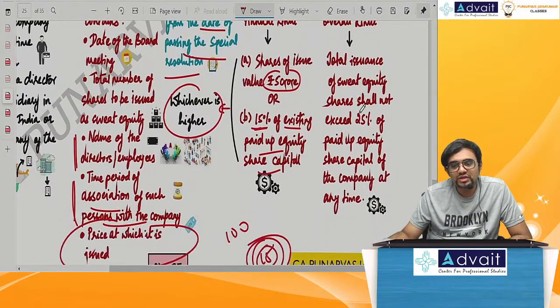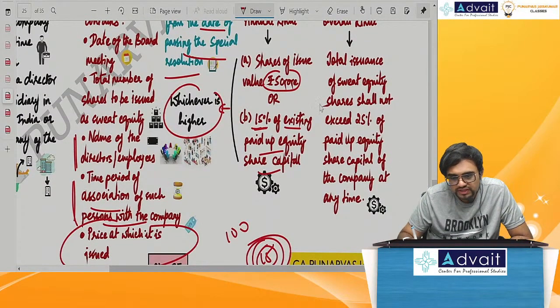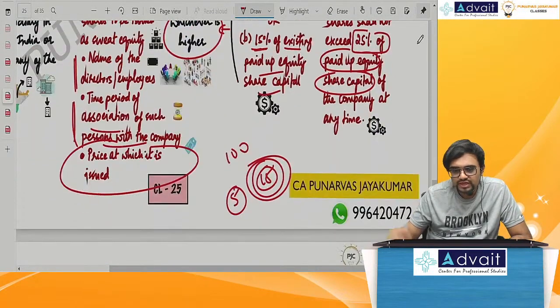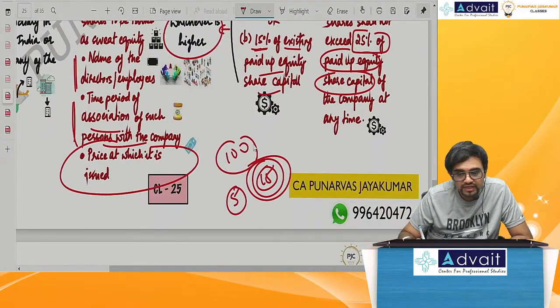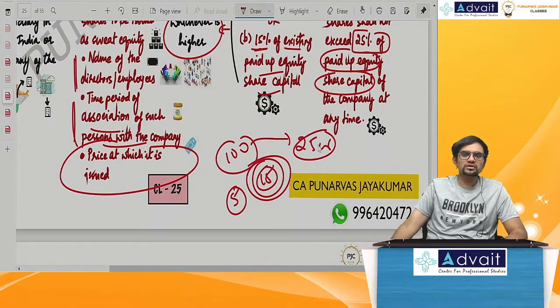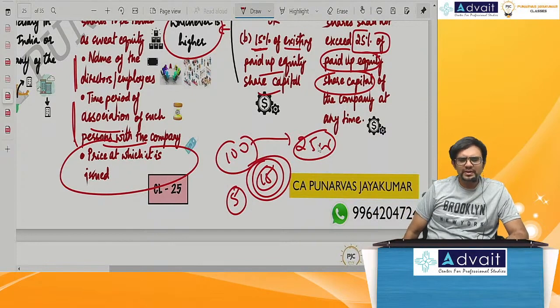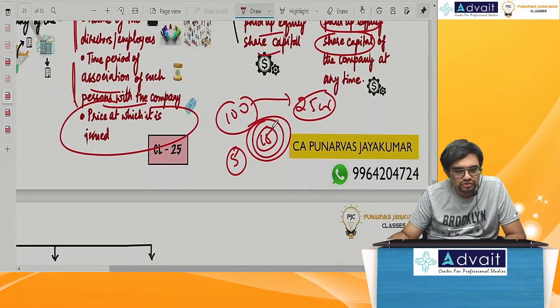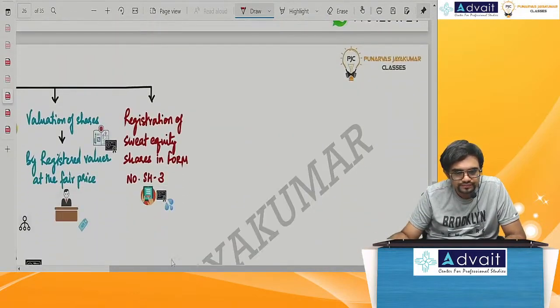Overall limit: the total issuance of sweat equity at any point of time shall not exceed 25% of the paid up equity capital of the company. Which means if the capital of the company is 100, the maximum at any point of time should be 25 crore. If last year I issued 10 crore and this year I am issuing 10 crore, then next year, assuming the paid up capital remains the same, it can only be a maximum of 5, because overall it cannot exceed 25 crores. That's what they are trying to tell.